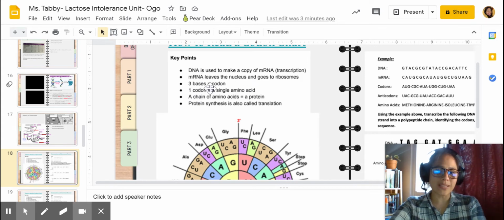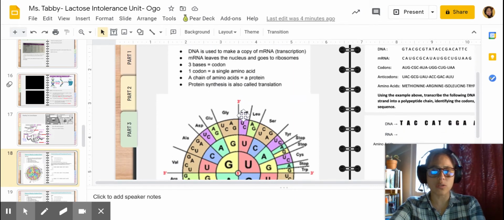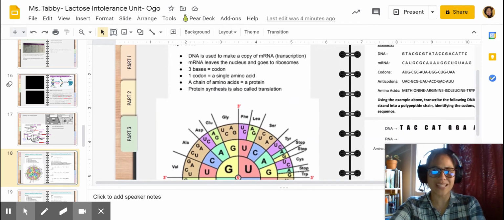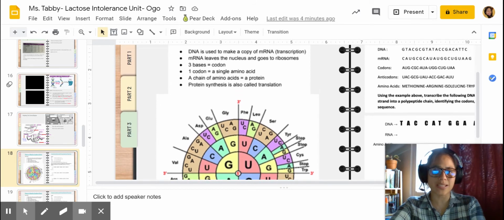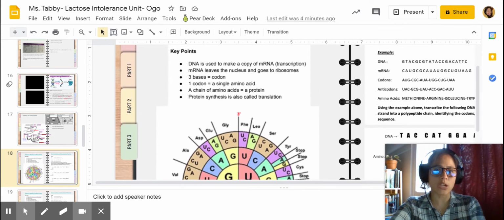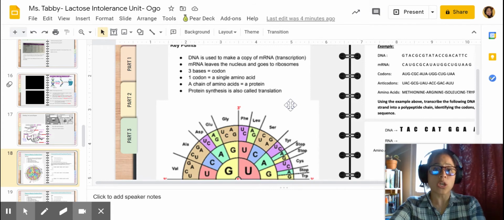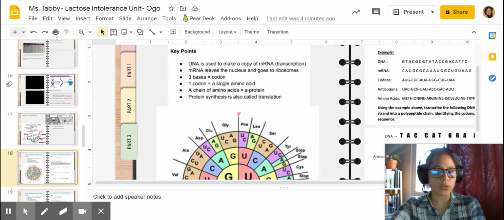There are 3 bases that create a codon, 1 codon that creates a single amino acid, and a chain of amino acids is a protein. That protein synthesis, which is also where we're translating the RNA into amino acids, is called translation, not transcription. That's why when we're translating and transcribing, they're 2 different things. Transcription is DNA into RNA, and translation is RNA into protein synthesis.